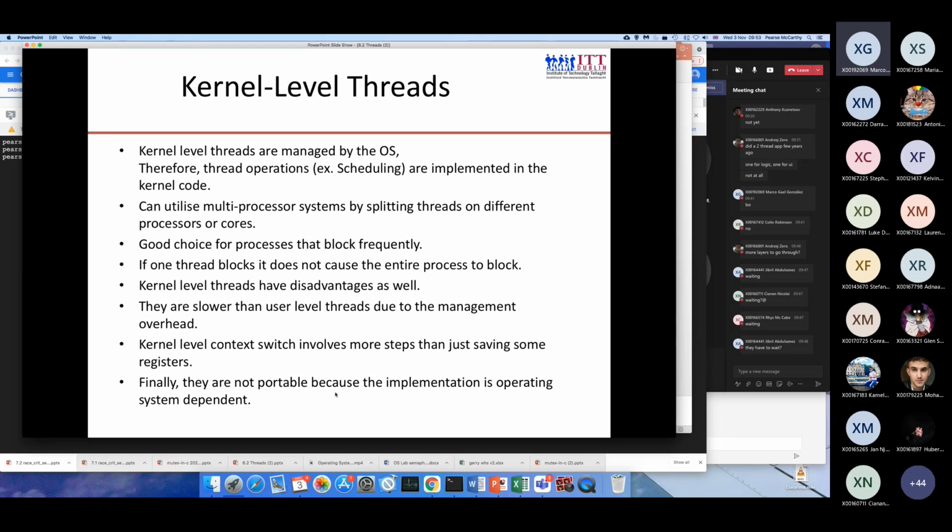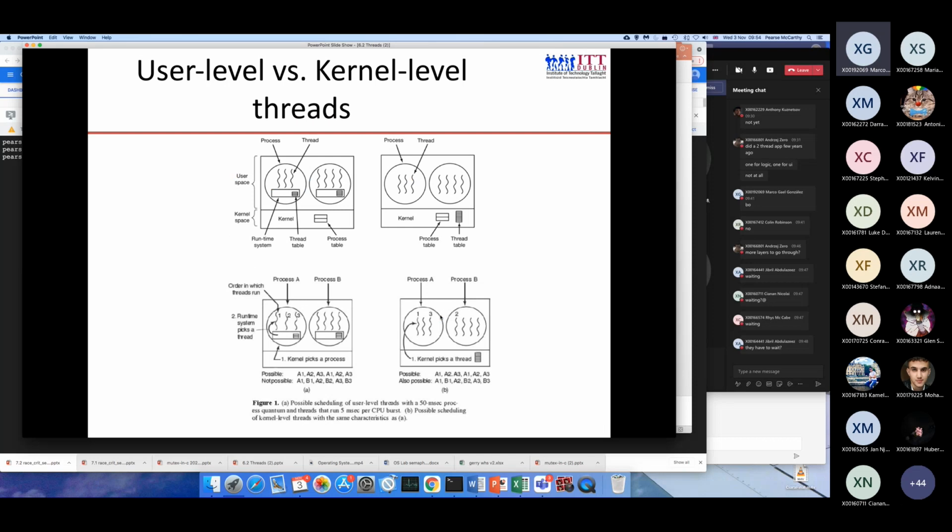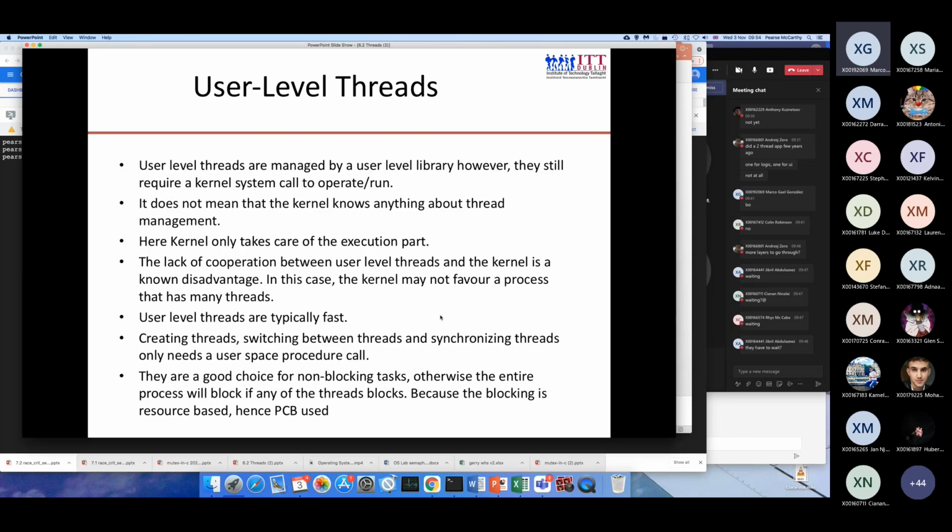And finally, they're not portable because the implementation is operating system dependent. Okay, that's actually quite important. If you have something in Java or whatever, and you wrote a specific library, it's in your space, so it's totally portable. Whereas this is down in the OS land. It's not portable, it's OS specific. Now, having said that, pthread is portable between Unix and Linux and all that sort of thing.